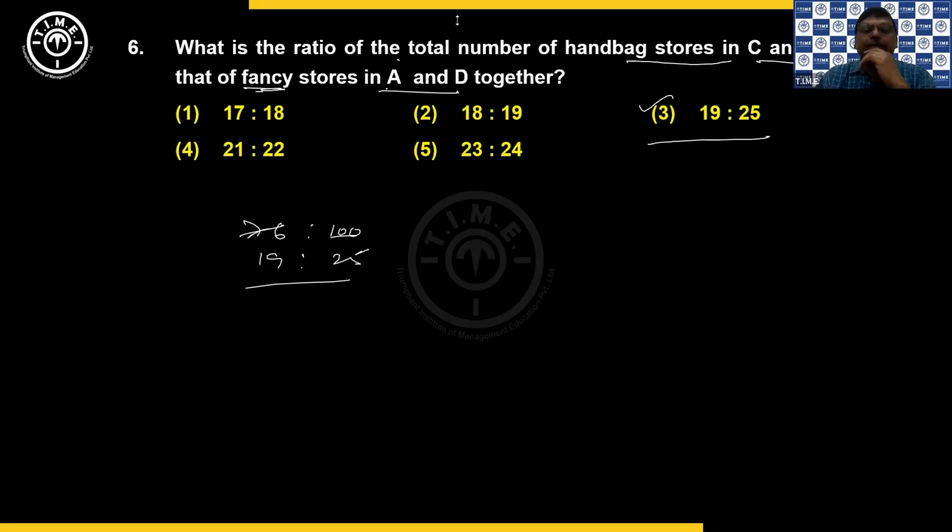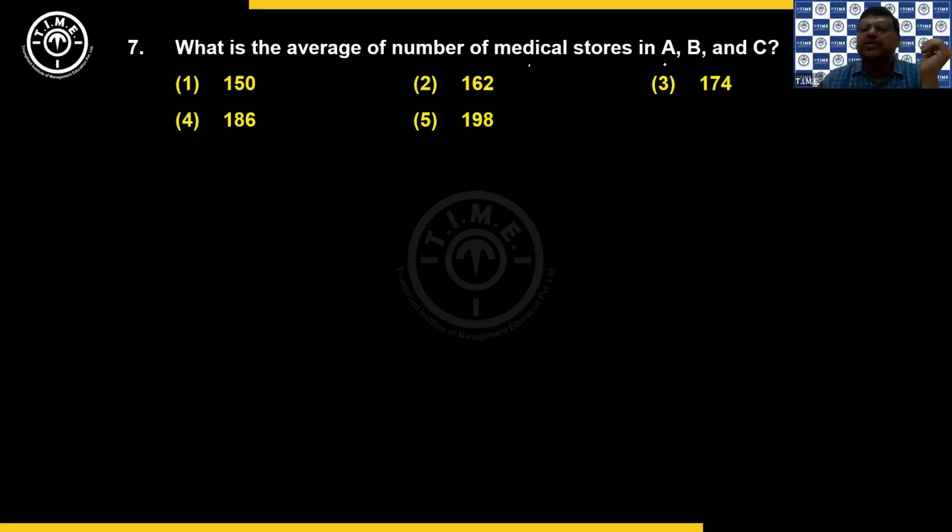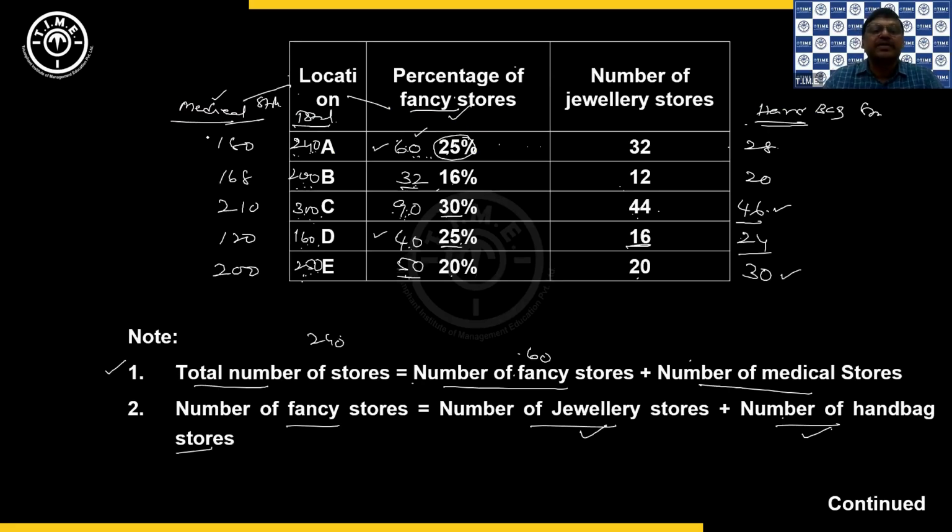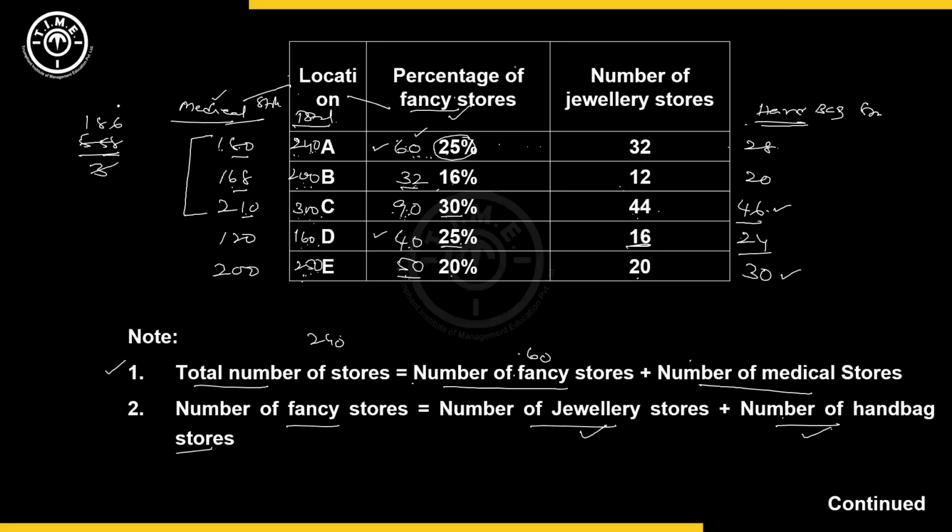Let's go to the next one. What is the average number of medical stores in ABC? Average means total divided by 3. See, these three are the ABC. How much is it? 80 plus 68, 148 plus 10, 158. Then 558 divided by 3 is 186.